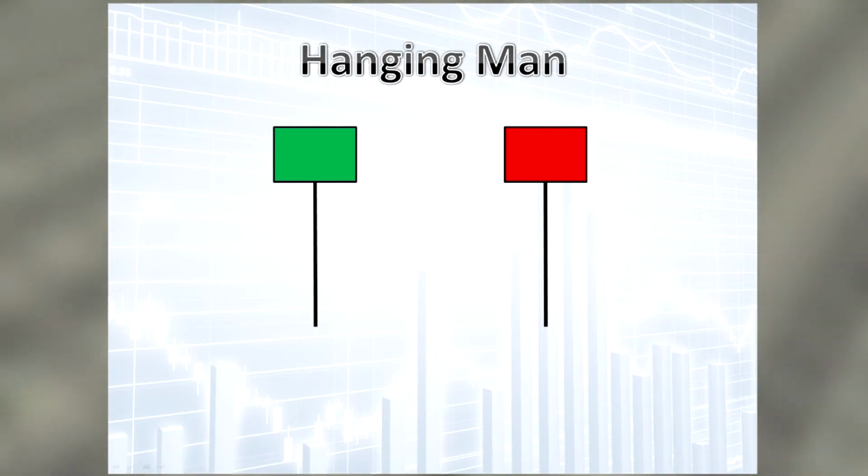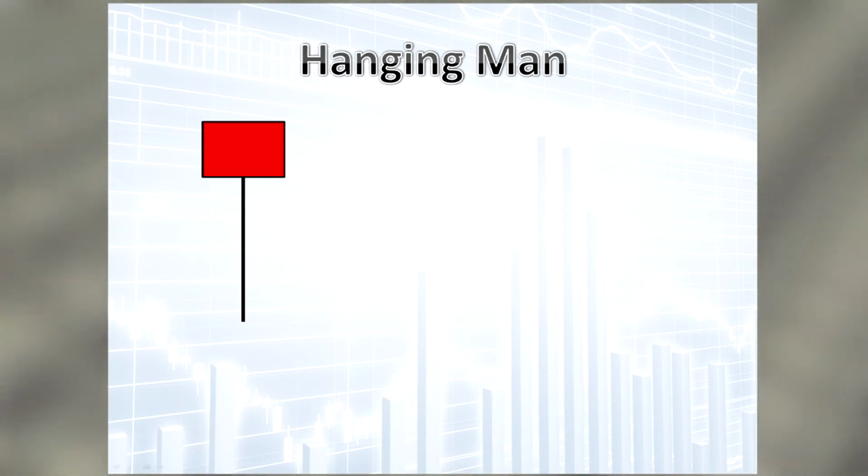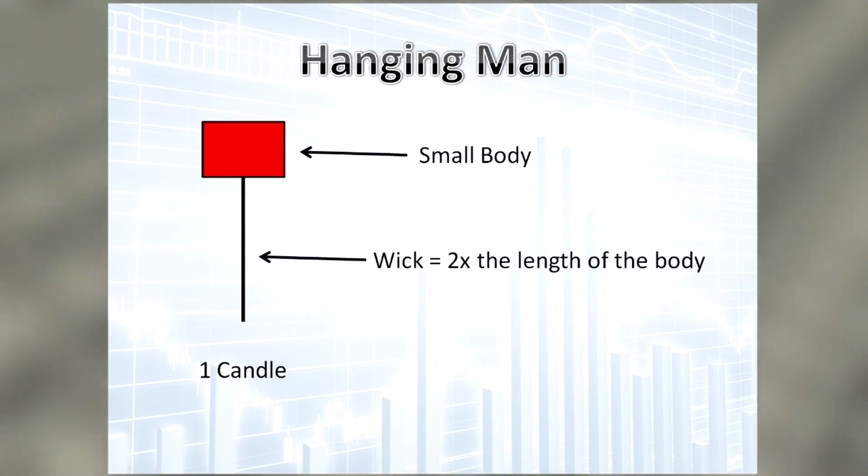So let's take a look at another bearish reversal pattern, the hanging man. I don't think I have to explain why it is called the hanging man, you'll just have to use some imagination for that. Same as with the shooting star, the hanging man bearish reversal pattern can be either red or green. As with the shooting star also, the hanging man is made up of one single candle with a small body and a wick that is at least twice the length of the body that comes down from it.